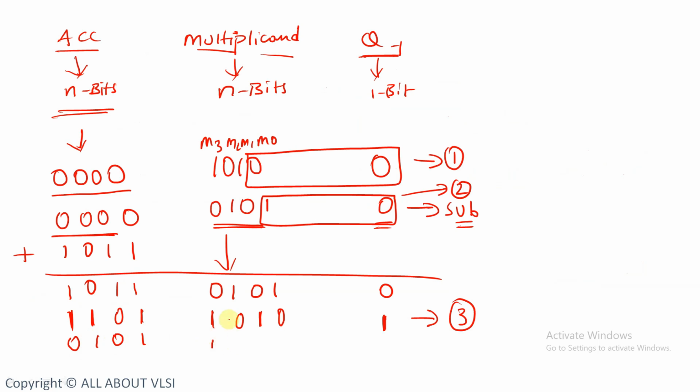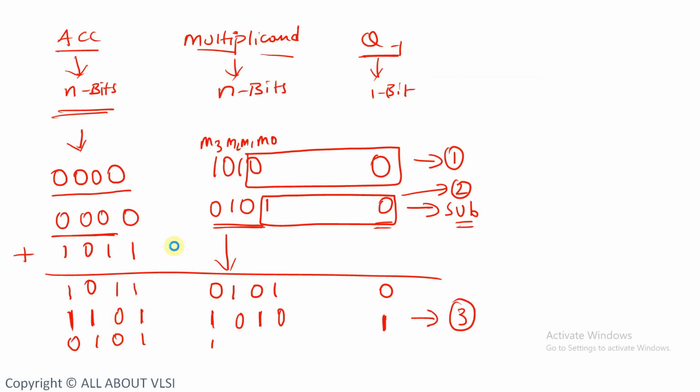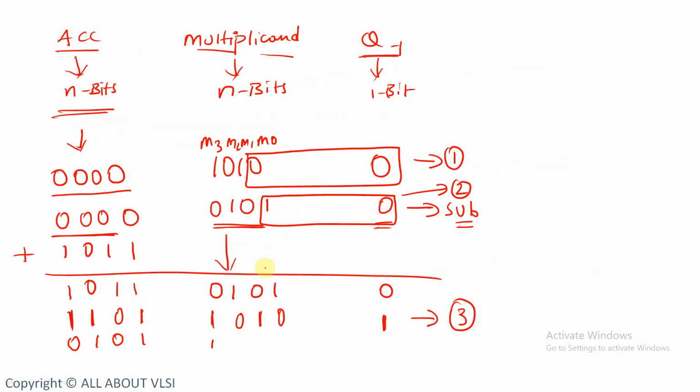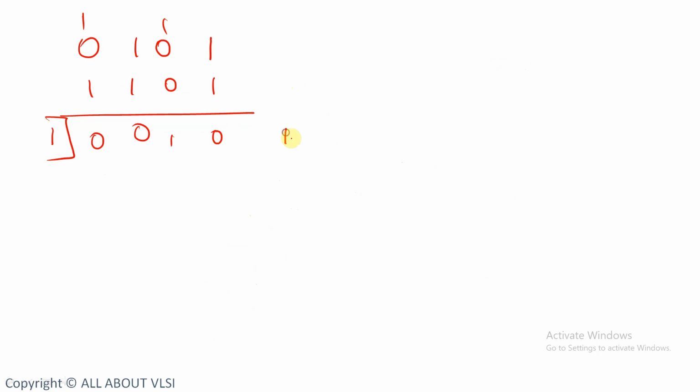No need to write it down, so I will write it on next page. So 0 1 0 1, and the previous contents are 1 1 0 1. So it will become 1 1 1 0 1 1 1. And if we get carry, we will discard the carry. And the remaining contents are 1 0 1 0 1 0 1.